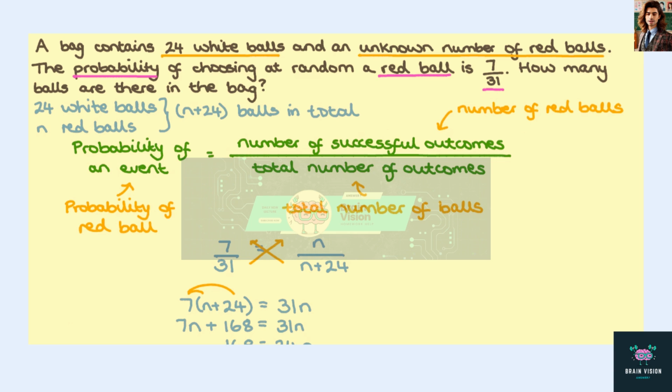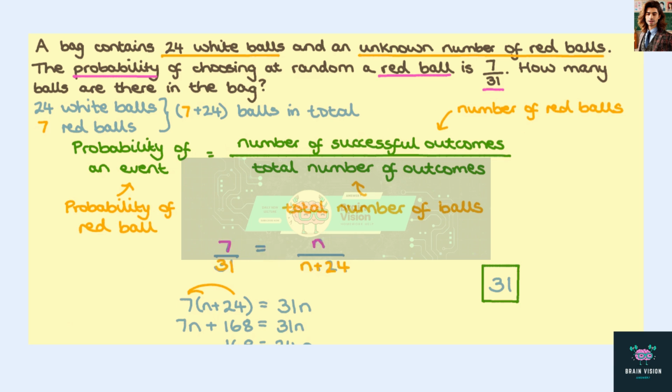Finally, we can divide both sides of the equation by 24 to give N equals 168 over 24, which is 7. We now know that there are 7 red balls in the bag, and so there are 7 plus 24 balls in total. There are therefore 31 balls in the bag.